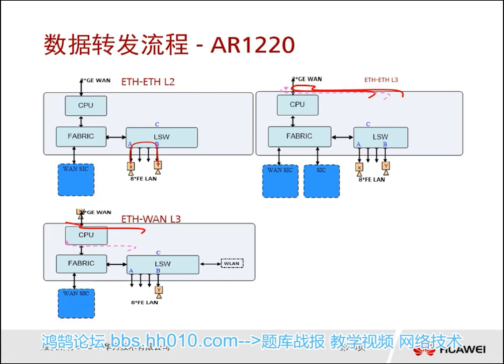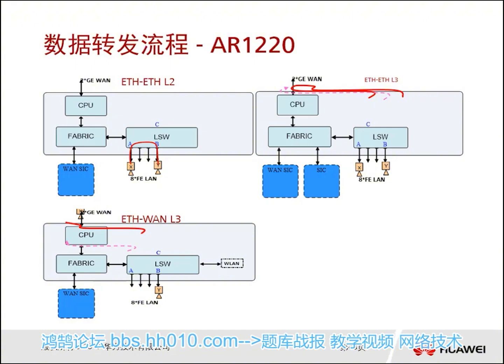Next, let's take a look at the AR1220. He just talked about the 1220 with us. The data forwarding between them is the same. First of all, if you are taking L2, how does the data traffic flow? It goes directly through our switching module, which can connect directly. You don't need the switching network board and my CPU to handle this. They are not needed.